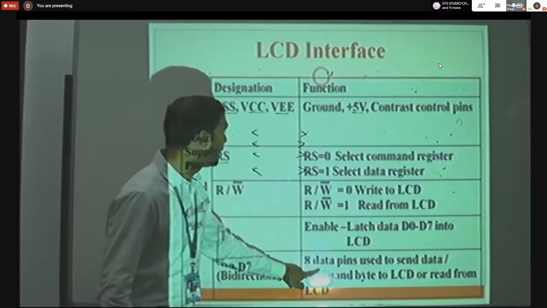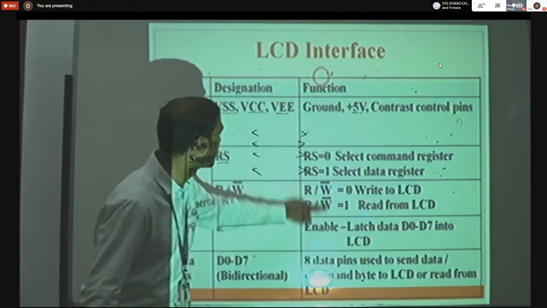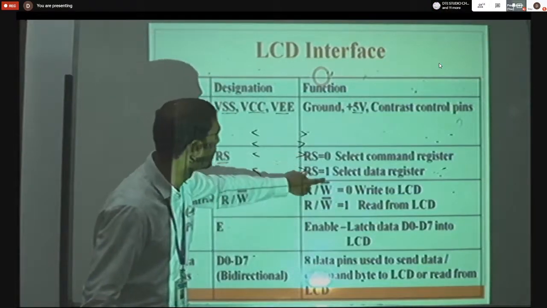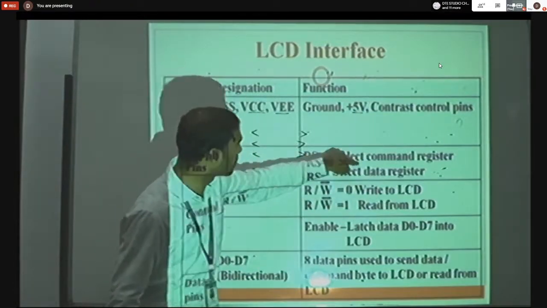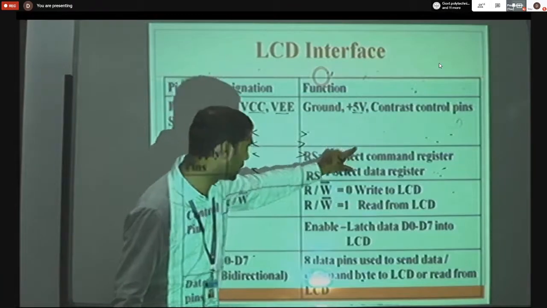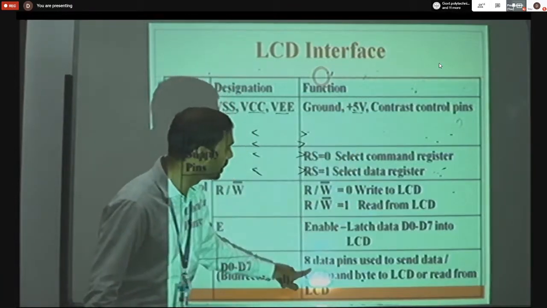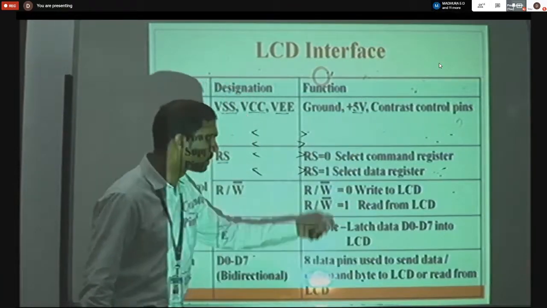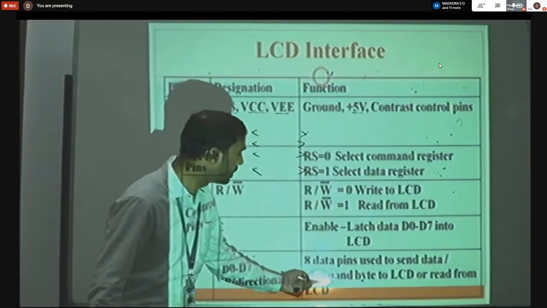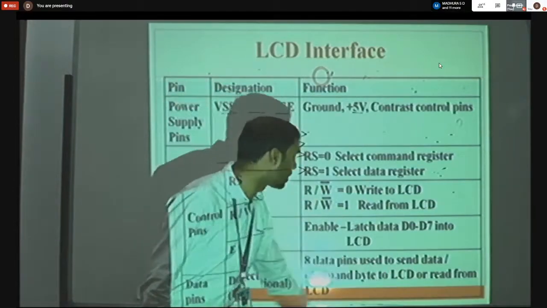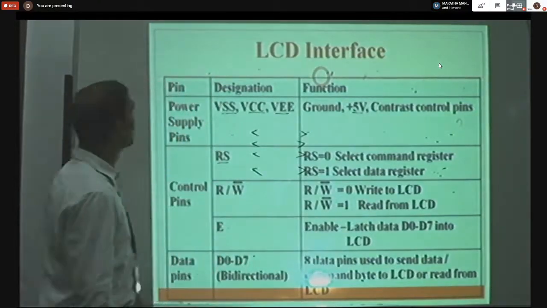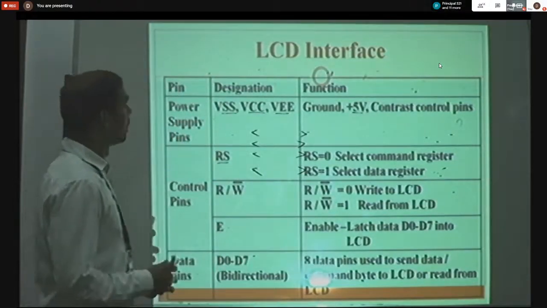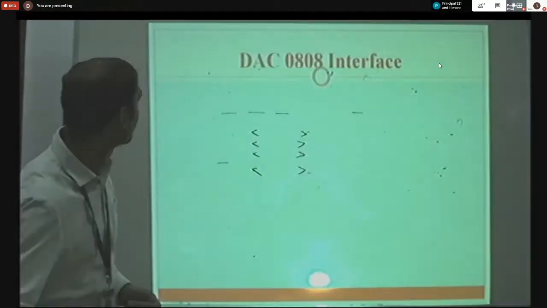To send data, RS should be 1. Then they will send the data. When RS is 0, they will send the command. Like that we should change. So finally the same pins are used to send the data as well as the command to the LCD, or we can read from the LCD. These are the pins we use in the LCD interface.